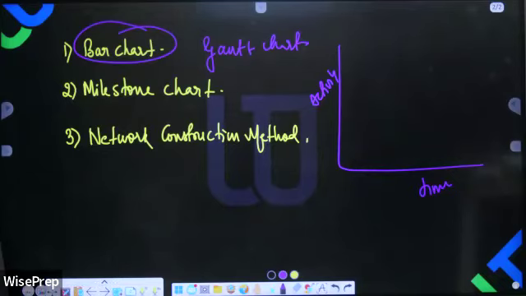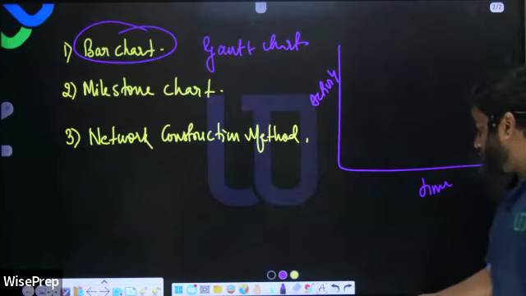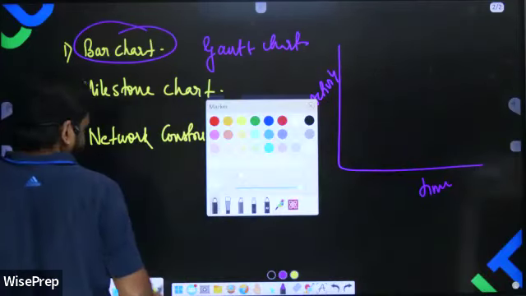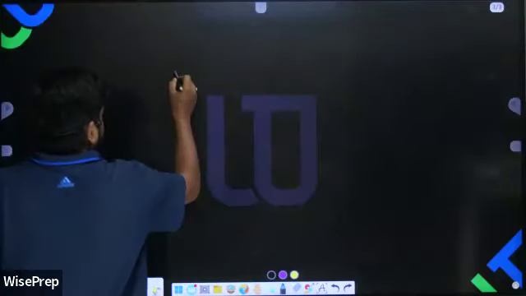Next, a bar chart can be used to determine project cost over time. All right. Now let's see here: how do you represent the bar chart?